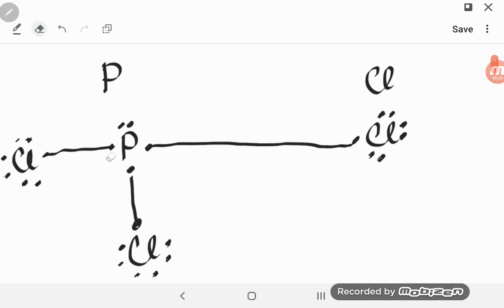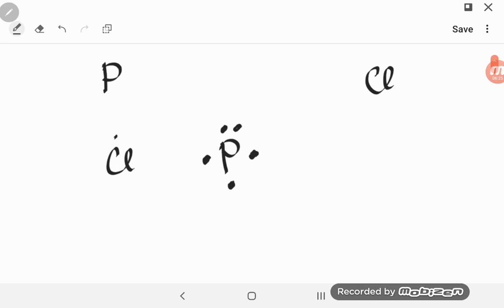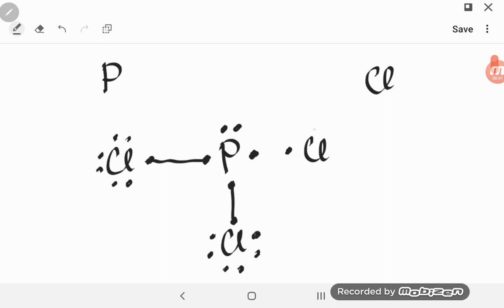So let me just rewrite. Let's make phosphorus the center of the molecule. So let us put the phosphorus at the center. And then the chlorine here. Let's just connect the dots. Connecting the dots. Now this molecule is PCl3, or phosphorus trichloride. So that is now what we call covalent bonding.